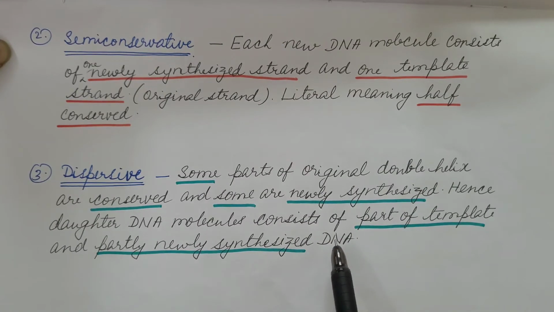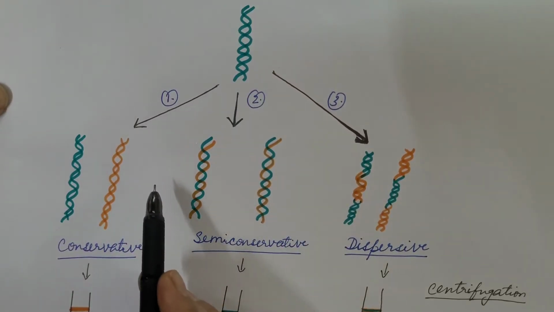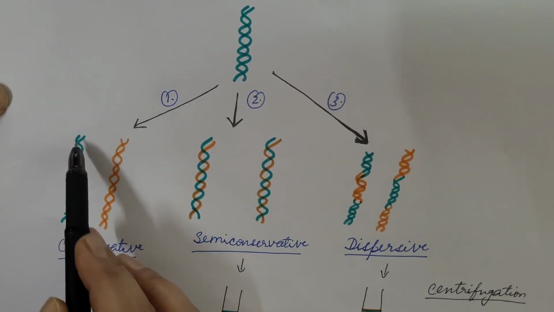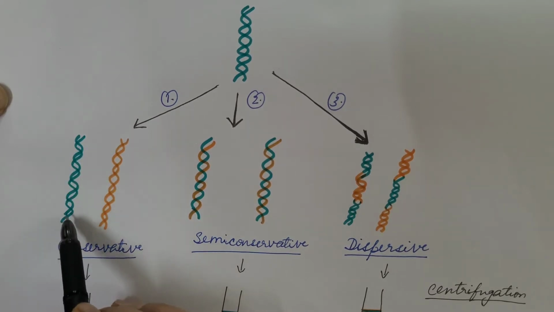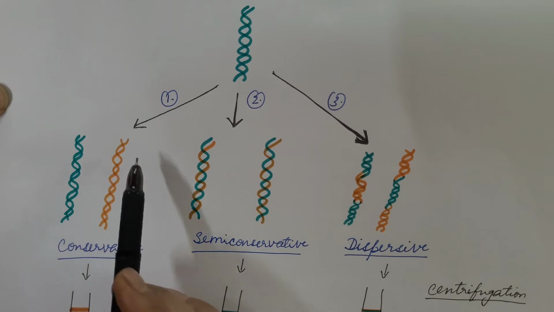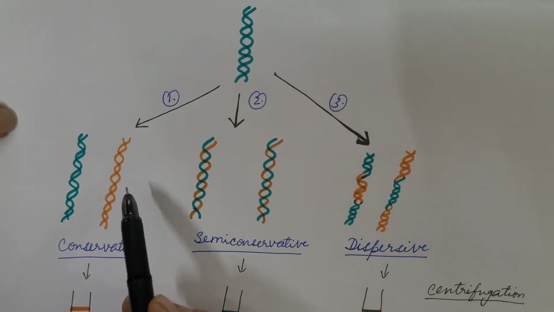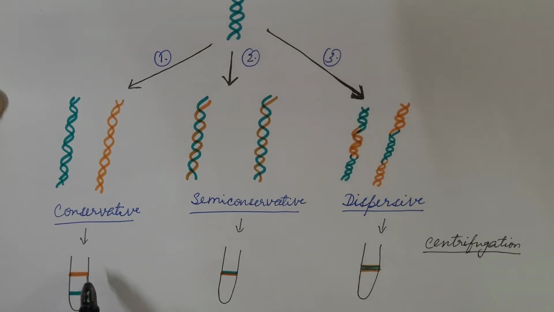Let us understand this in detail with the help of a figure. This is the original DNA. If the mode of replication is conservative, then the entire old DNA, or the original DNA, serves as the template and the new DNA molecule is synthesized. And density gradient centrifugation will give two bands. This is of the template DNA and this is the newly synthesized DNA.